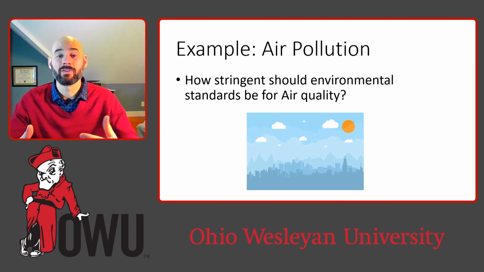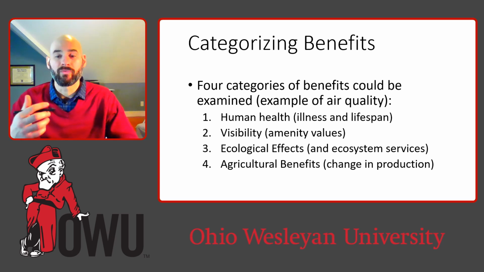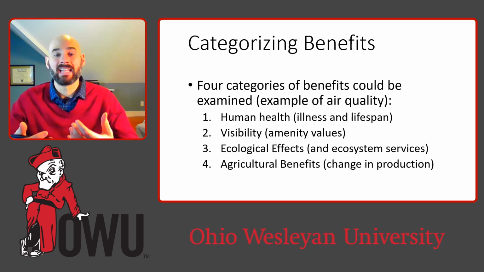And to do this, we're going to take an applied approach and think about the problem of air pollution. So when we're asking a question, for example, of how stringent environmental standards should be for air quality, we're going to weigh the costs and benefits of regulation and cleaner air. So first, let's take a look at how we would categorize the benefits of improved air quality. And we could think in this case, at least, of perhaps 4 different types of benefits of improved air quality.